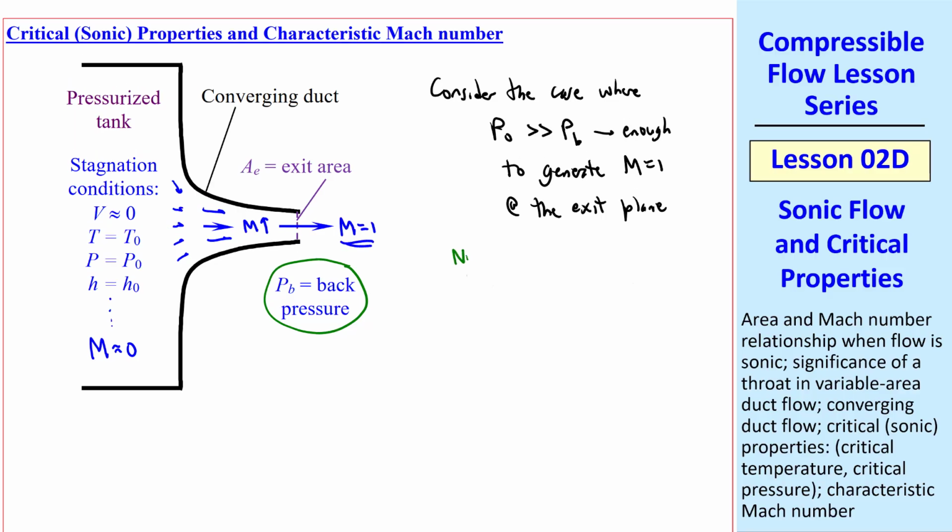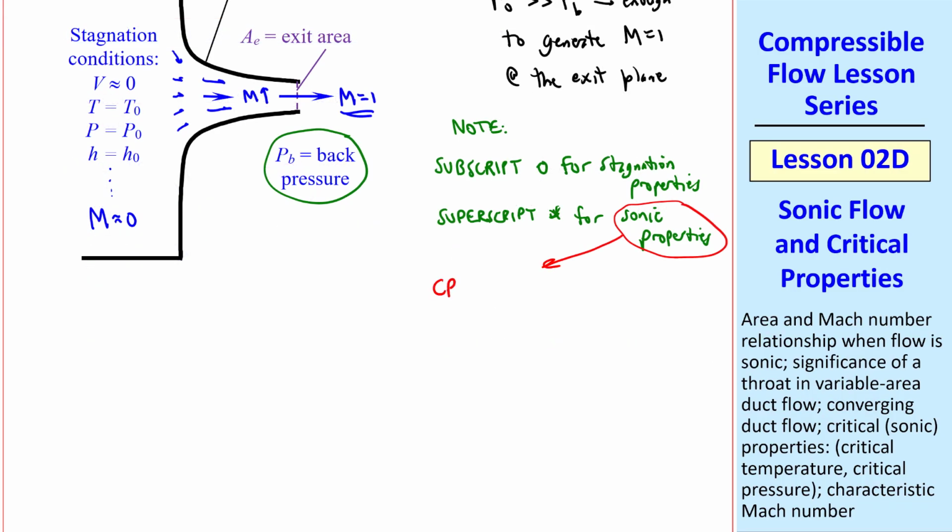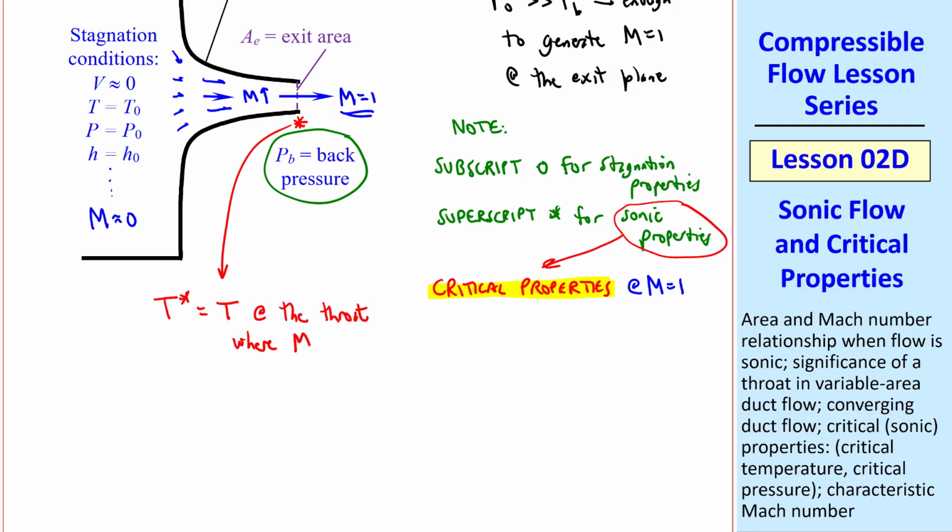As a side comment here, note that we use a subscript 0 for stagnation properties. We'll use a superscript star or asterisk for sonic properties. We'll call these sonic properties critical properties, which is simply another way of saying sonic, in other words, at Mach number 1. In our example, the exit plane is the sonic condition, so we'll define T star as T at the throat where M equals 1 and a equals a star.